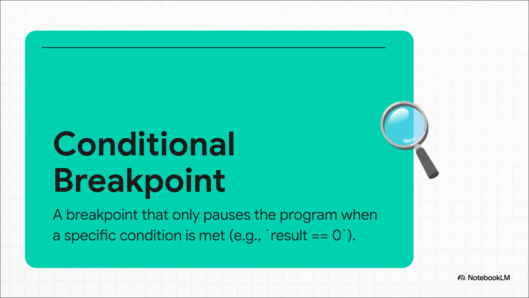But here's where the real magic happens. Conditional breakpoints. This is a total game changer. Instead of stopping every single time, you can tell the debugger, hey, only pause this program if a certain thing happens. Like in our example, we could say, only stop when the result variable is equal to 0. This lets you hunt down those really specific, tricky bugs without wasting any time.